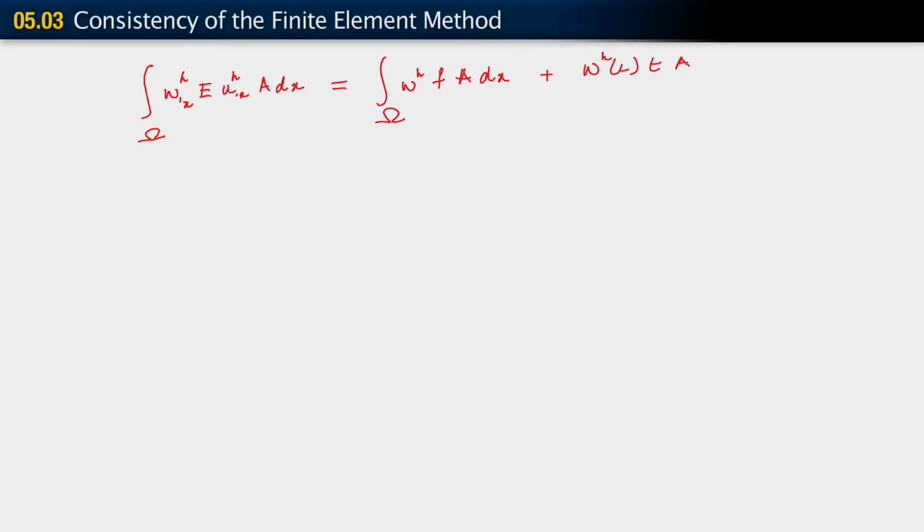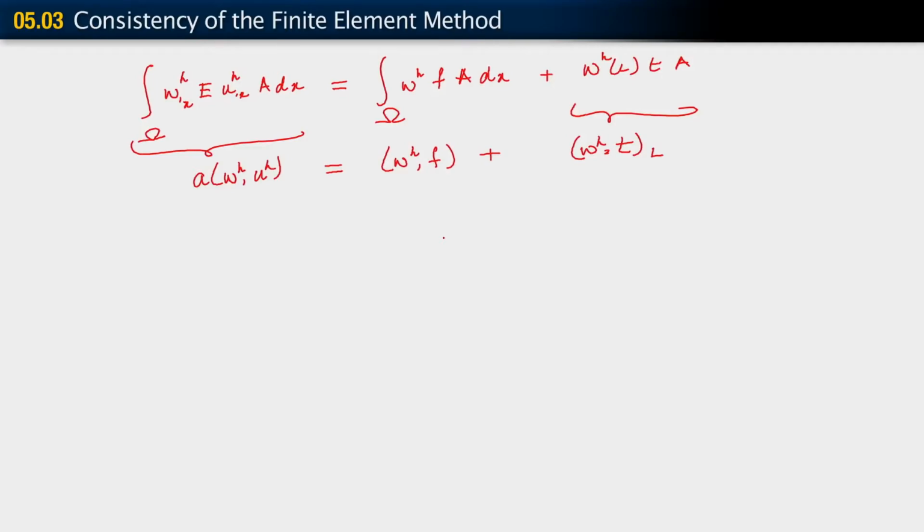Using our abstract notation, note that this is A of w h comma u h equals w h comma f plus w h comma t at L. Abstract notation for our finite dimensional weak form. So we have these two weak forms in abstract notation.